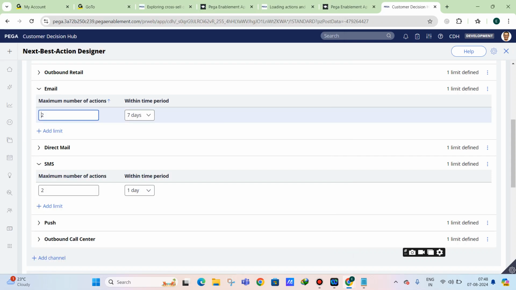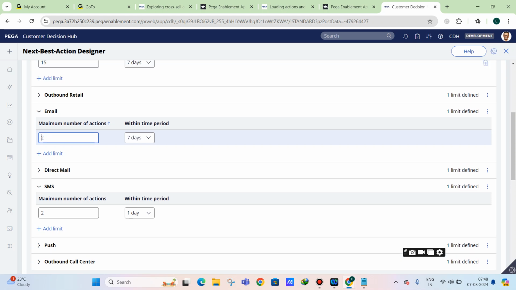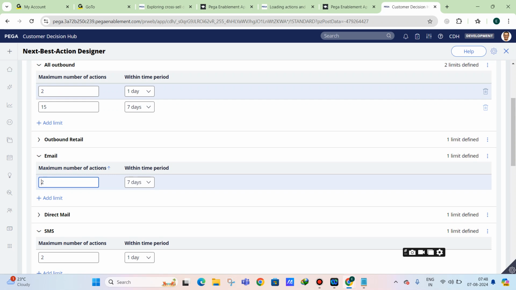Okay, can you show me the screen? Yeah, in the outbound, at the global level, you define some parameters: in 7 days, I can send a maximum of 15 actions. In a similar way, at each channel level you also define some values, something like 2 per 7 days. If we sum up all the individual channel levels, the count is 16. In the global level, you configured 10. Okay, don't sum. You don't need to sum it up.